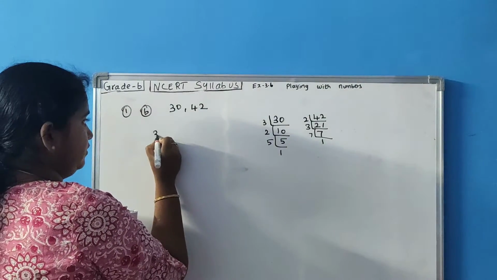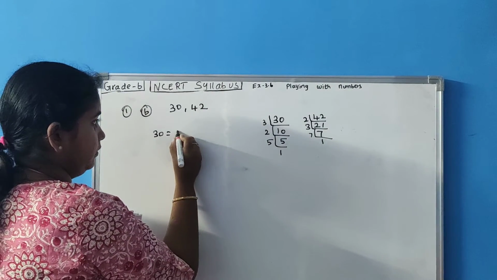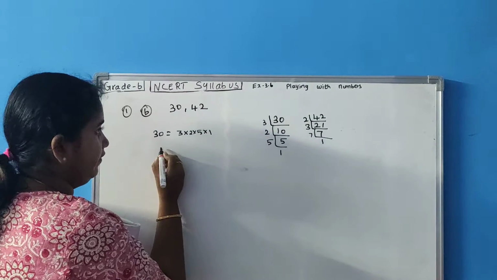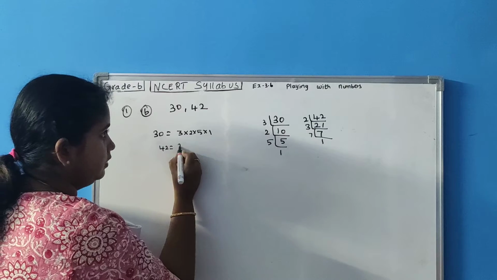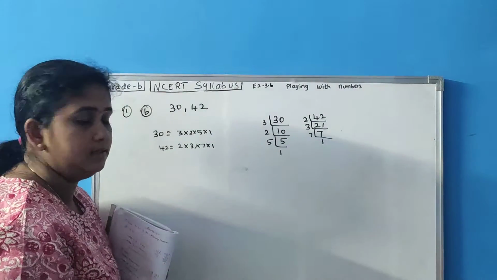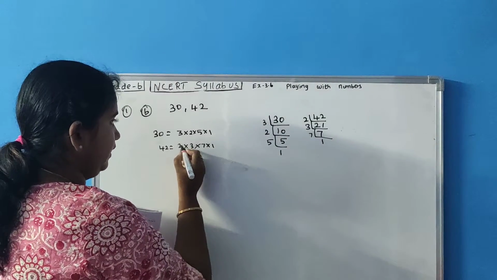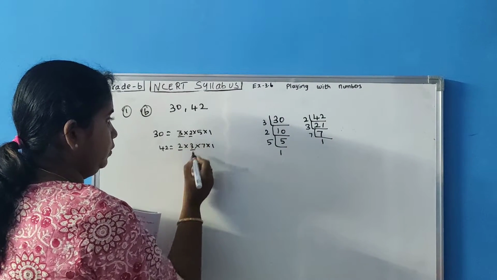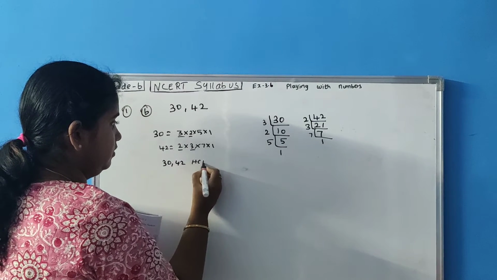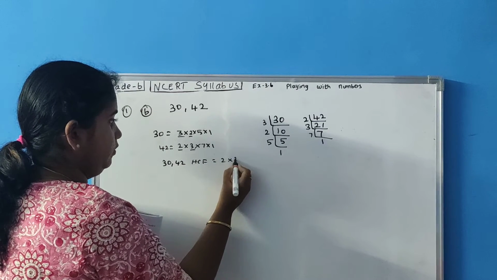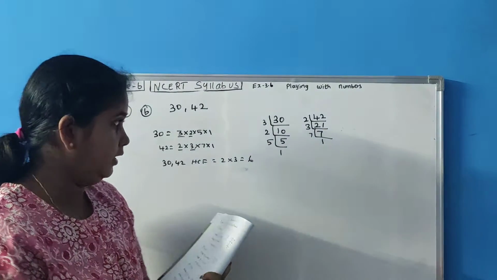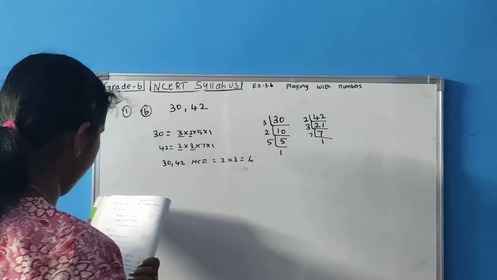Now write the factors of 30: 3 into 2 into 5 into 1. Now write the factors of 42: 2 into 3 into 7 into 1. Do you understand? Okay. Now what are the common factors? 3, 3, 2, 2, any other? So the HCF of 30 and 42 is 2 into 3, that is equal to 6. Did you understand? Okay. Now we'll move on to the next sum.